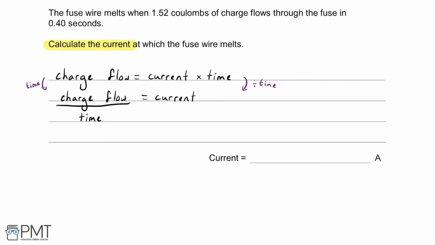Now if we look for those values in the question, we need charge flow, which is 1.52 coulombs, and we need time, 0.40 seconds. So if we do 1.52 divided by 0.40, that will give us an answer of 3.8. We're given the units of current in the question. The units of current are amps or amperes. And so we can just write 3.8 in the answer box.